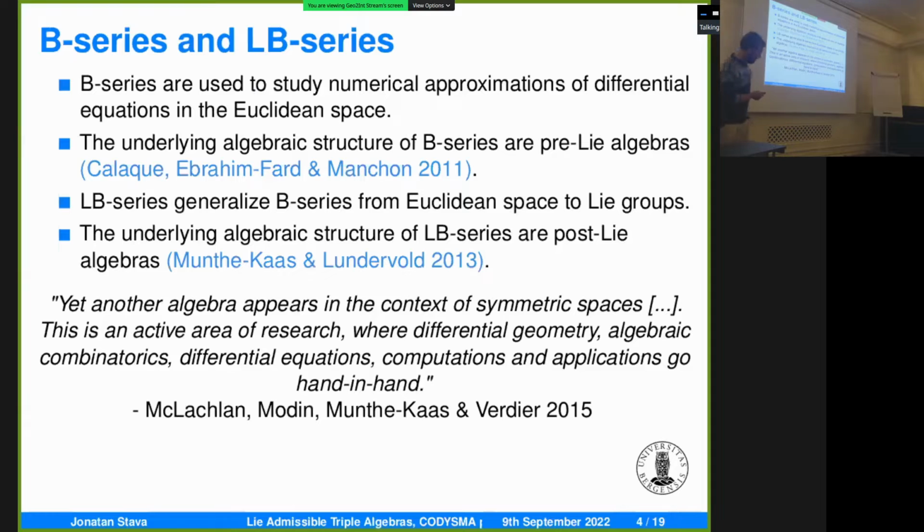So a little bit of motivation for why we're looking at this. For people that are interested in the numerical approximations of differential equations, one tool to study those are B-series. That's when you're looking at equations that are coming from Euclidean space, and the underlying algebraic structure of B-series is pre-Lie algebras. And these have been generalized to Lie groups. In the case of Lie groups, you have Lie-Butcher series, and the underlying algebraic structure is post-Lie algebra.